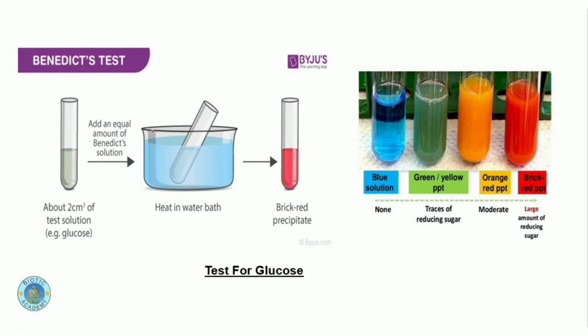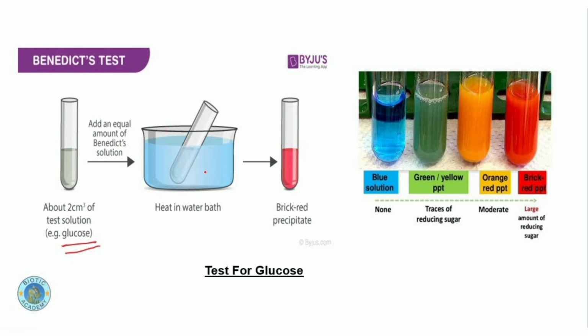Why is it called the Benedict test? Because the reagent used to test for the presence of reducing sugar or simple sugar is called Benedict. So how are we going to perform this test? We are going to take 2 cm cube of test solution, meaning we are going to make a solution of glucose in water, and then we will put this test tube into a beaker which has warm water, or we can make a water bath. Before putting it into the water bath, we will add a few drops of Benedict solution in the test tube.